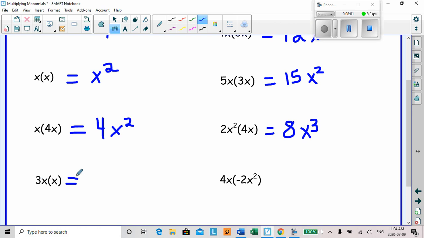Here, we just have the 3 multiplied by a 1, so we just write 3. x times x is x squared. And the last one, we're multiplying now, even though you might think it's subtract, because it's in this bracket, that means that's a negative 2 multiplied by 4. That's negative 8. I have 1x here times x squared means that there will be 3 x's multiplied together.